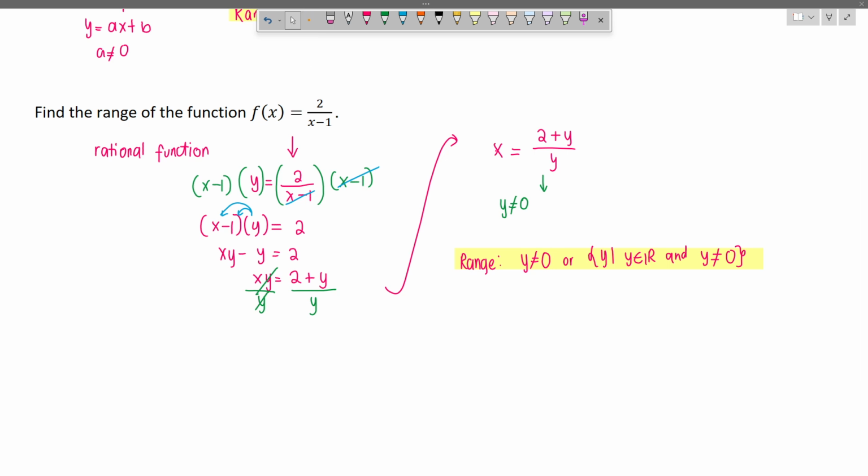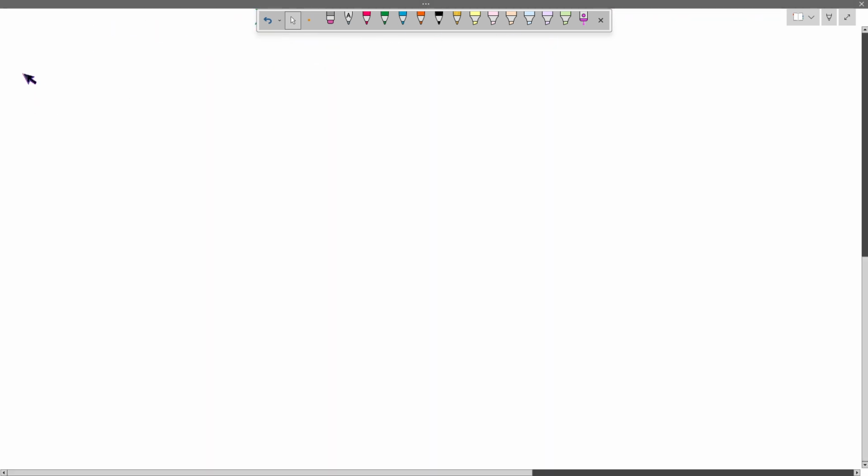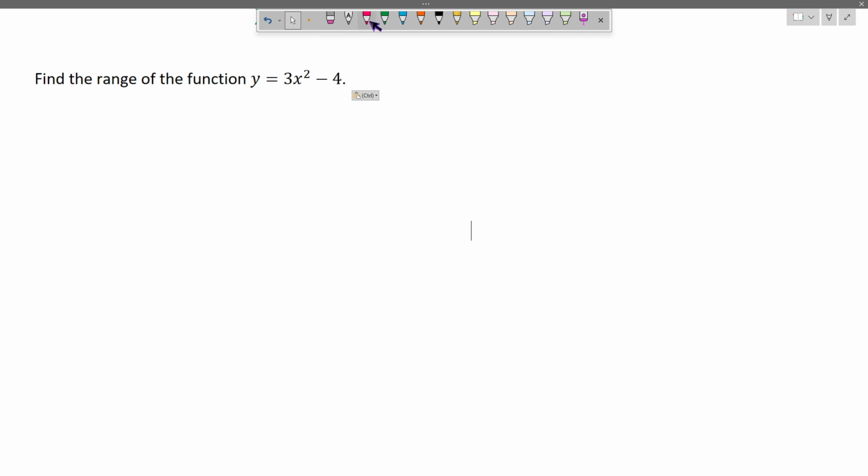let's have quadratic. So we have y equals 3x squared minus 4. So we can still do the same. Rewrite the equation in terms of x. So we can transpose, again, isolate the terms with x on one side. So we want to transfer negative 4 to the other side.